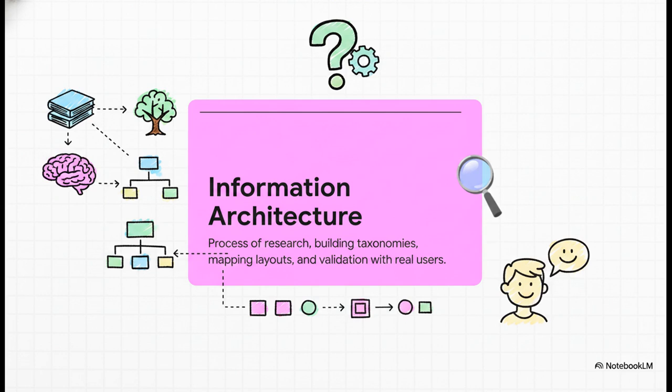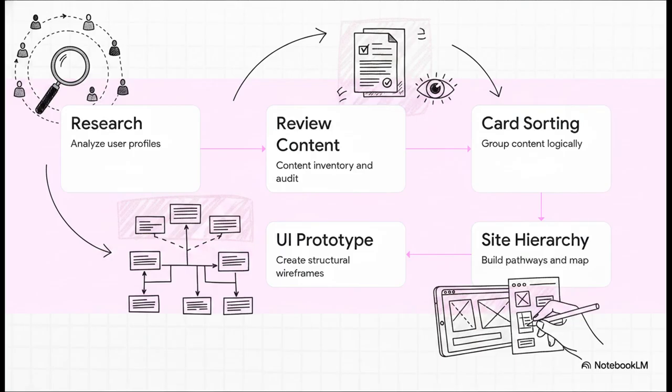An information architect doesn't just guess where a button should go. They use a very deliberate process to make sure every single piece of digital real estate has a clear, designated purpose. So, this entire life cycle breaks down into 5 structured stages.